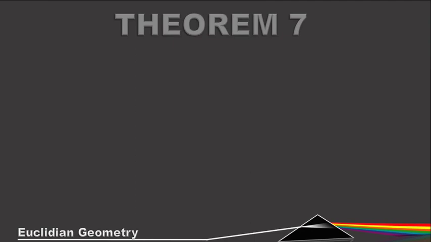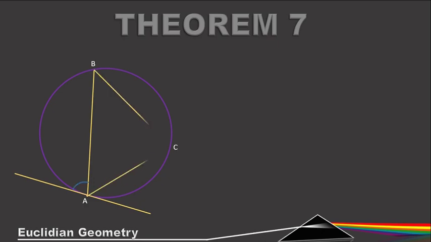Then for theorem 7, I have a circle and I have a tangent to the circle, and then from that same point of contact I draw a chord. Then the angle between my tangent and my chord will be equal to the angle subtended by that chord. And similarly, if I draw a chord from A to C, my angle between my tangent and chord will be equal to the angle subtended by AC.